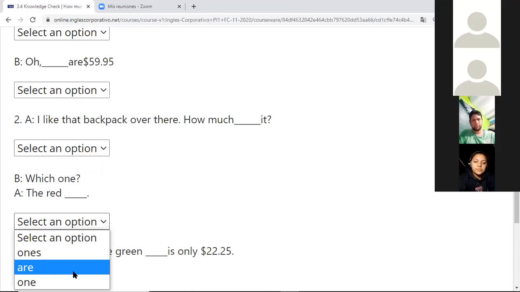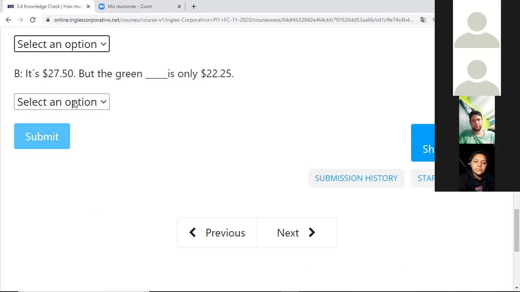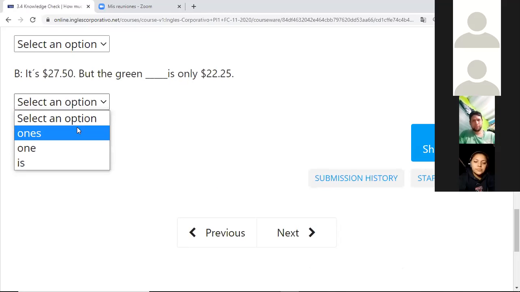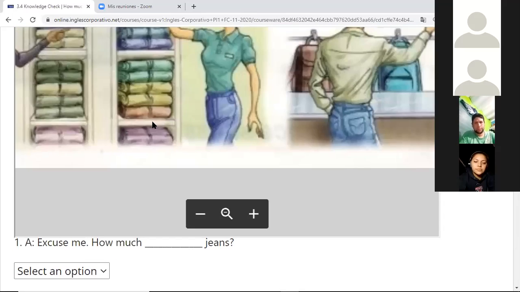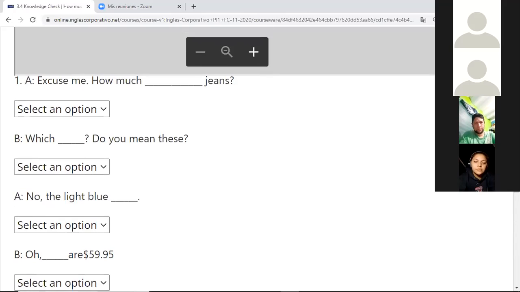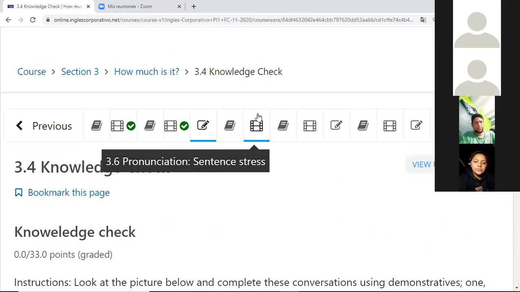The red one? And finally, is $27.50, right? That's a nice price. But the green one, or the green is? Because it's singular, you know. You know what to do, right? Good. Any questions about the knowledge check? It's okay, teacher. Yes. Good. Yes, it's okay.